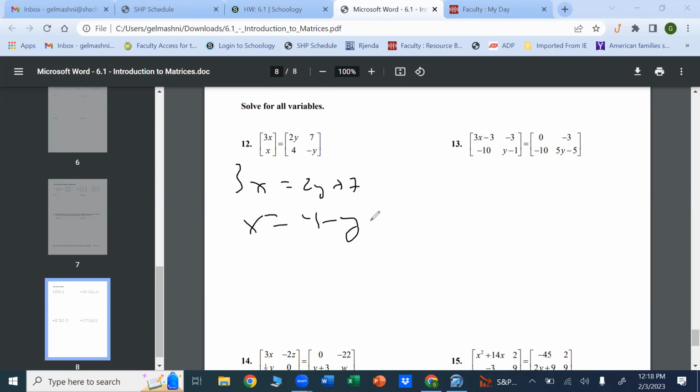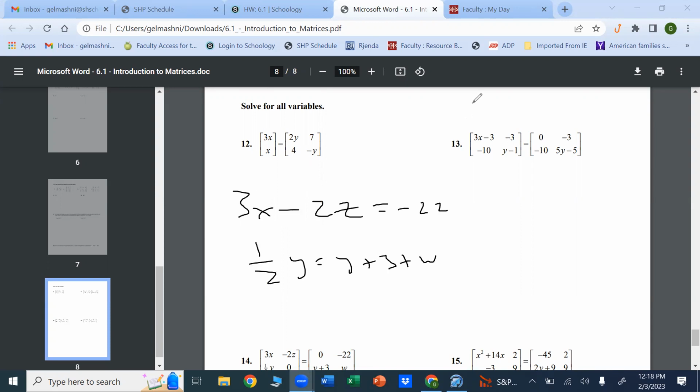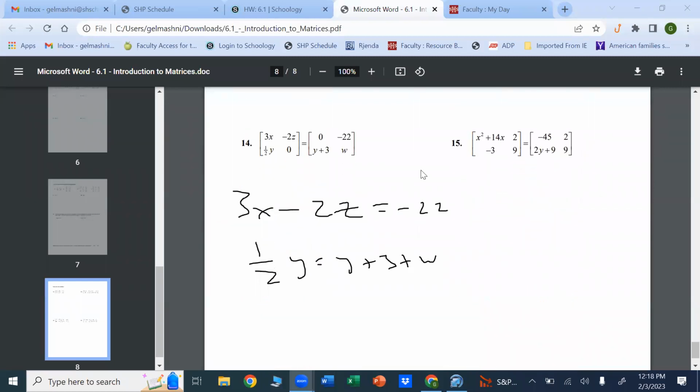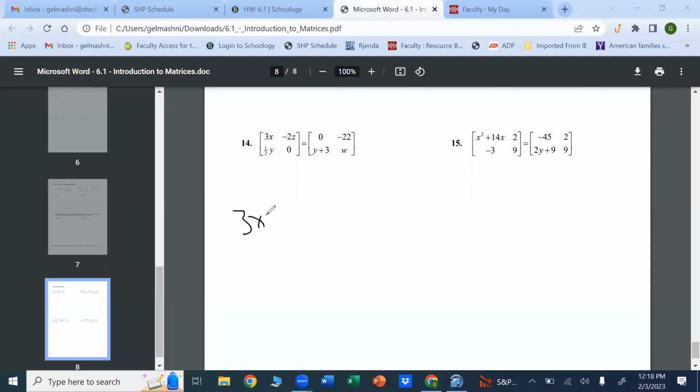But to me it's still weird because they're not the same dimensions. Really, the proper way to look at it is to line them up. Like I would say 3x equals 0, negative 2z equals negative 22. That's really what you're supposed to be doing.